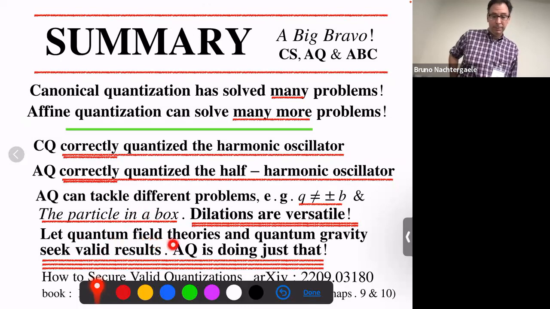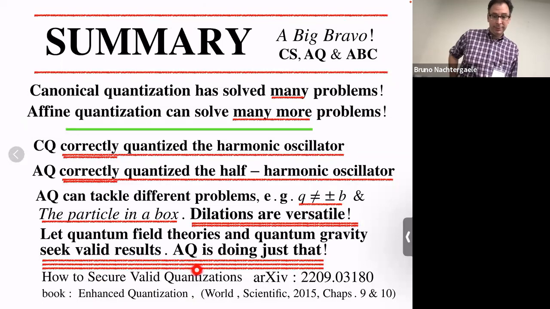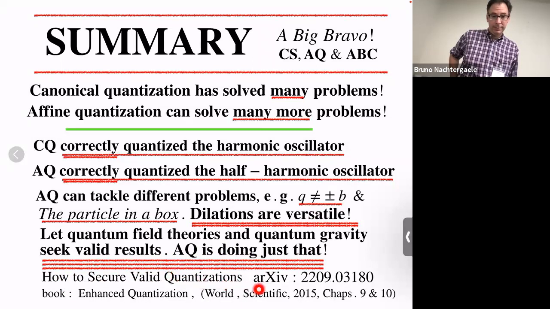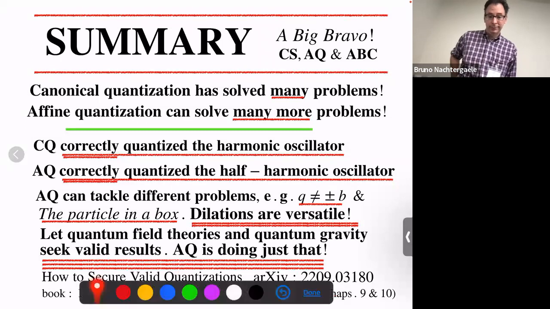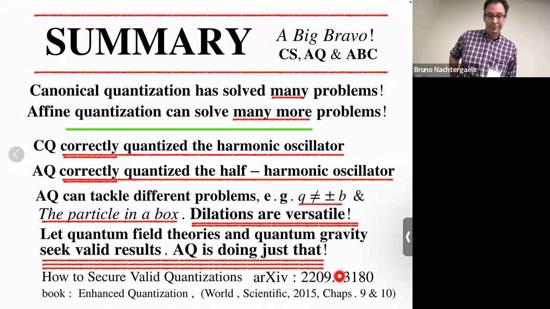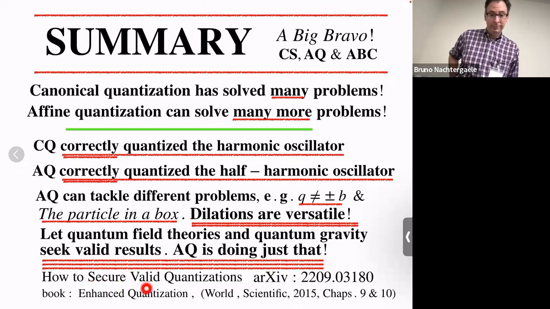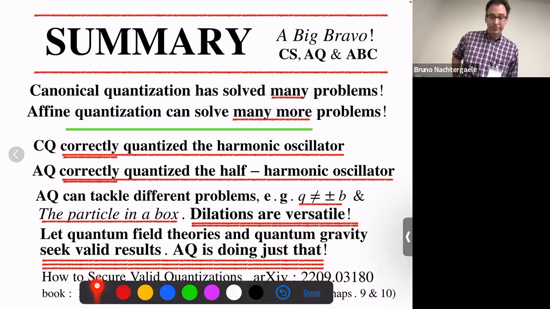Let quantum field theories and quantum gravity seek valid results. Affine quantization is doing just that. I have a paper released on arXiv. It's called How to Secure Valid Quantizations. And that was admitted five days ago, and I hope you might look at it. I've written a book entitled Enhanced Quantization, and chapters 9 and 10 are of interest. Thank you very much.